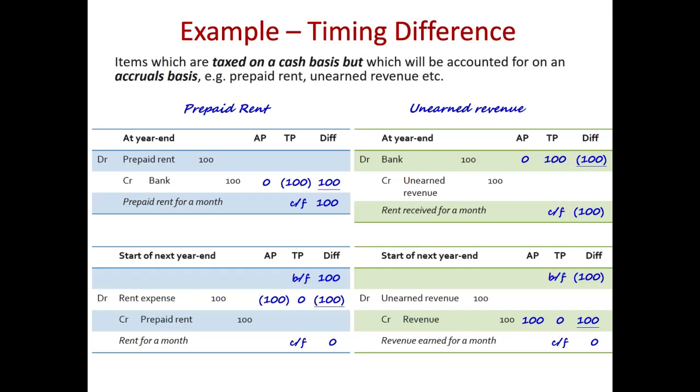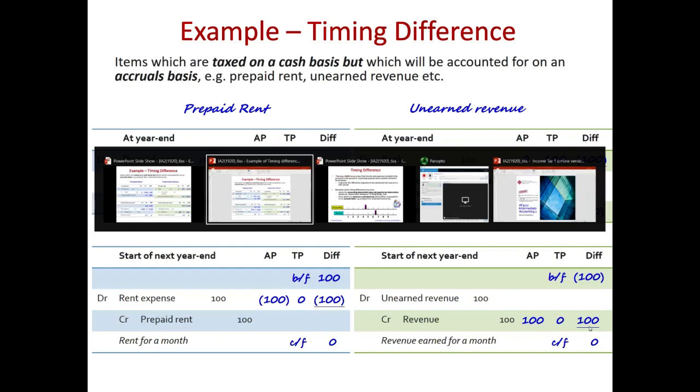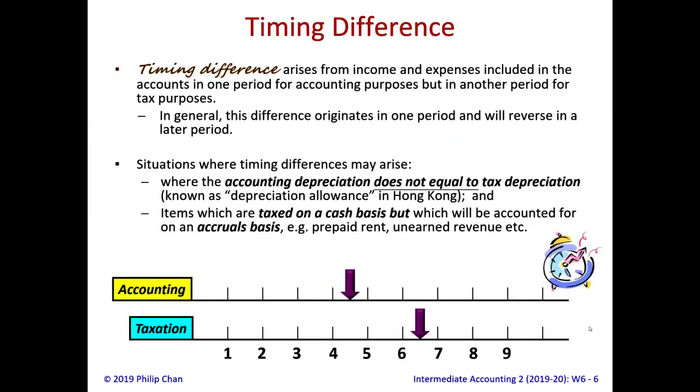All right, so I hope that would help you to understand a bit more about the cases where the item itself would be taxed on cash basis, but from accounting point of view, they will be reported using accrued basis. Okay, let's go back to the slides. Okay, we are back again, and I've just shown you two examples of items which are taxed on cash basis but accounted for using accrued basis.